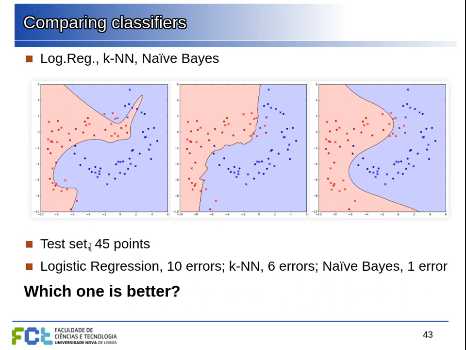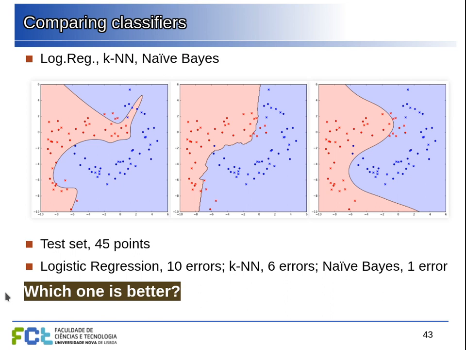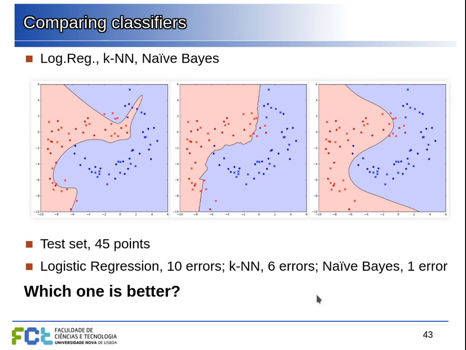Now we have a test set of 45 points, and we see that with logistic regression on the test set we are making 10 errors, in k nearest neighbor 6, and in naive-Bayes only 1. So the question is, which of these is better? Can we say that a classifier is better than the other?